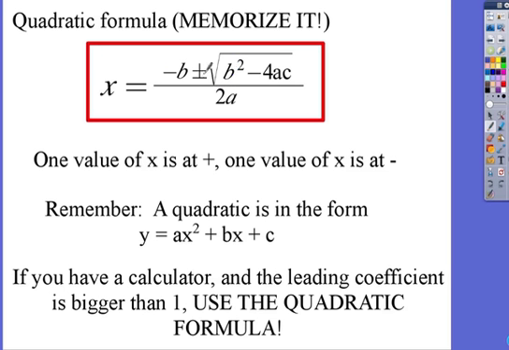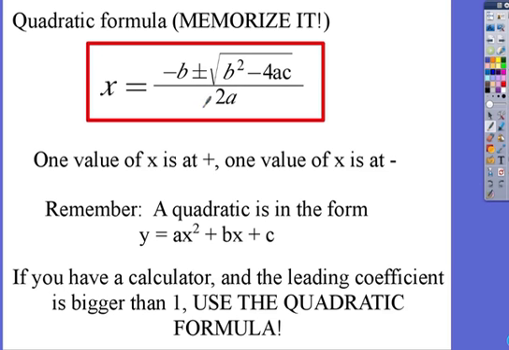Okay? We have this plus or minus because we take into consideration that the quadratic potentially will cross the x-axis at 2 places. So one would be at plus, one would be at minus. This will only work for a quadratic in standard form, ax squared plus bx plus c, because that's where I'm going to get my letters to plug into the equation.